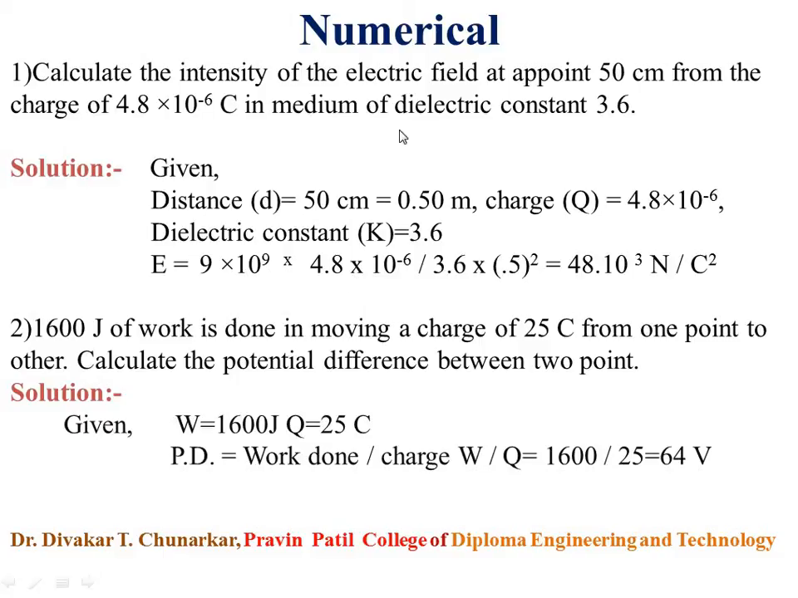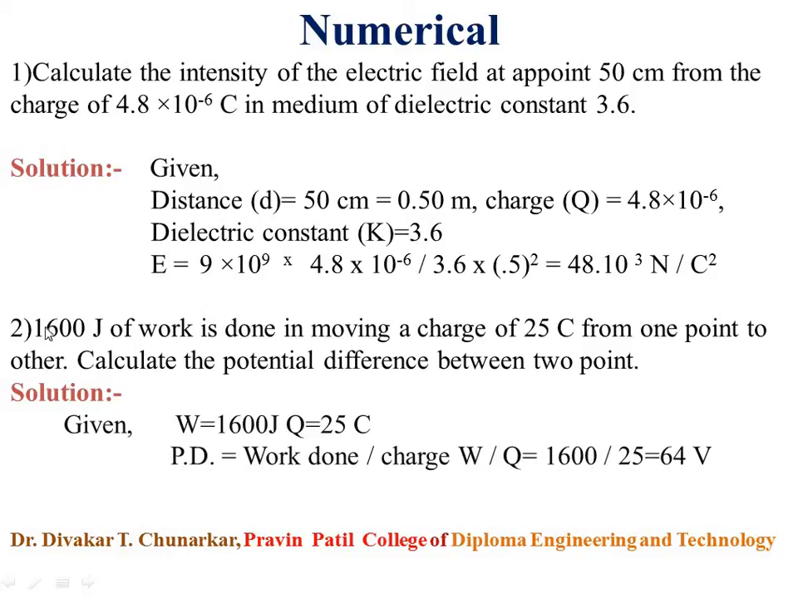So this is our formula for intensity of electric field. Put these given values in this formula and calculate properly. The calculation of this formula is very easy. First, we calculate the multiplication and after that the division. So our answer is 48 into 10 to the power 3 Newton per coulomb square.